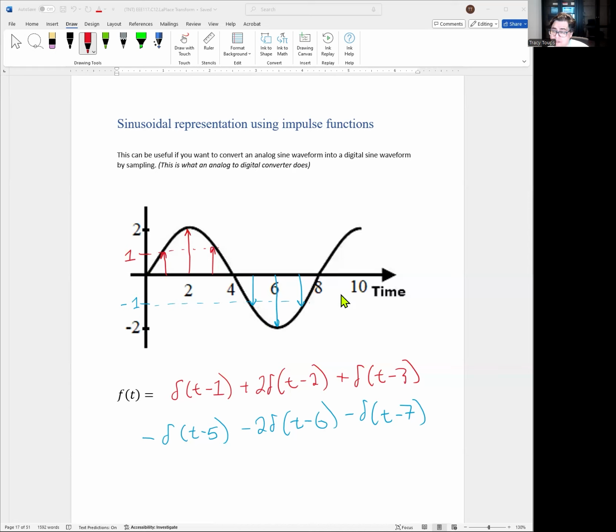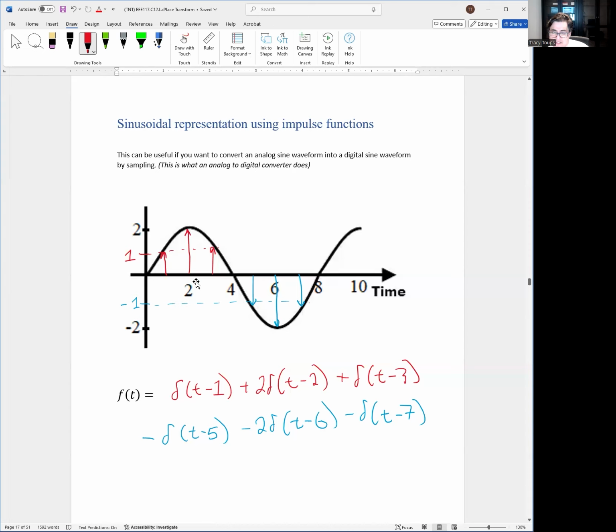This is exactly what an analog to digital converter does, if you've ever heard of an A to D converter. So we could represent this sinusoidal waveform with 6 impulse functions. We'll have 1, 2, 3 in the positive cycle, where 2 of them are at a magnitude of 1, and 1 of them is at the peak of 2, and then 2 of them at -1 and 1 at the peak of -2.